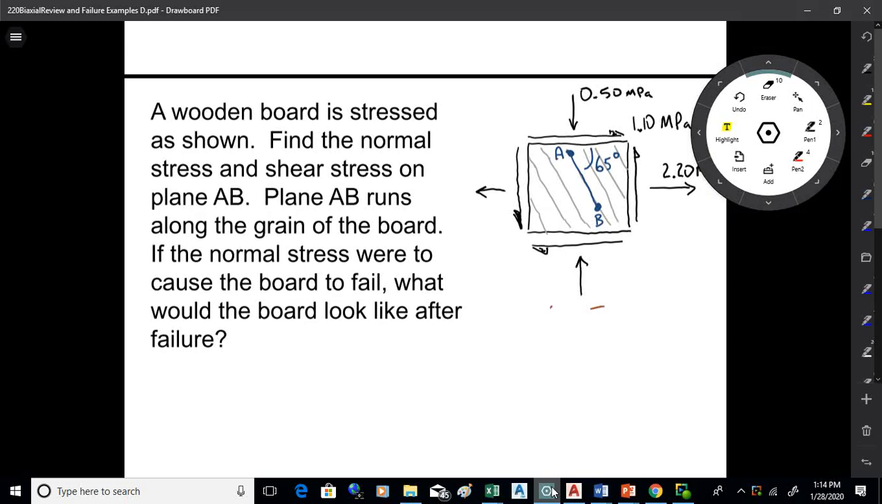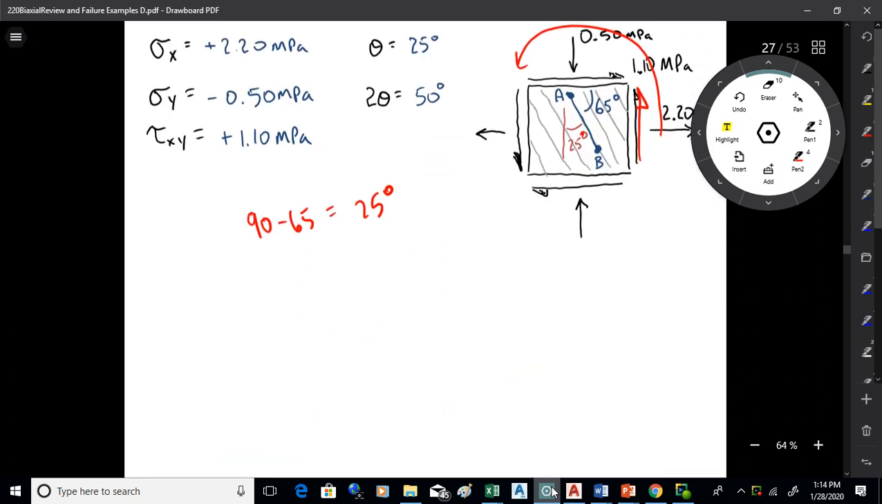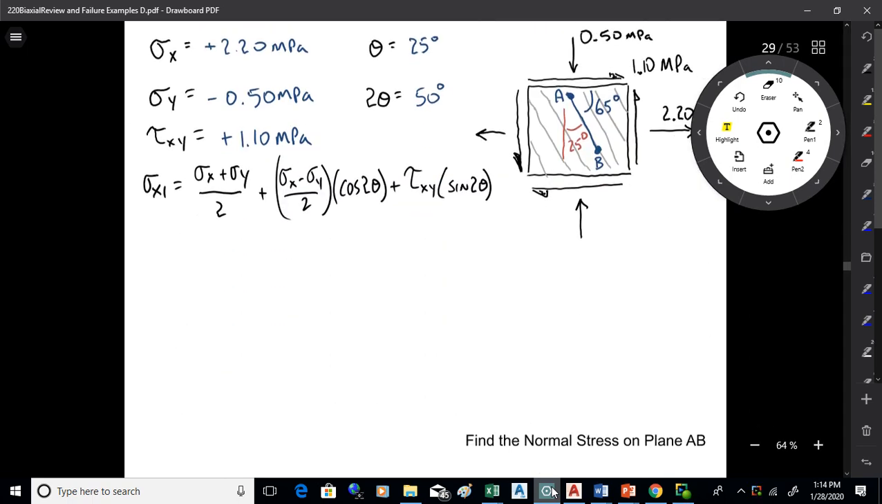All right, so we went through this first one yesterday a bit. Are we good on this one? Now what you're doing there is you're just finding the stress on AB. So you want to use the angle from the vertical to that plane, and that's 25 degrees. Okay. And you just plug that into the formulas, right?